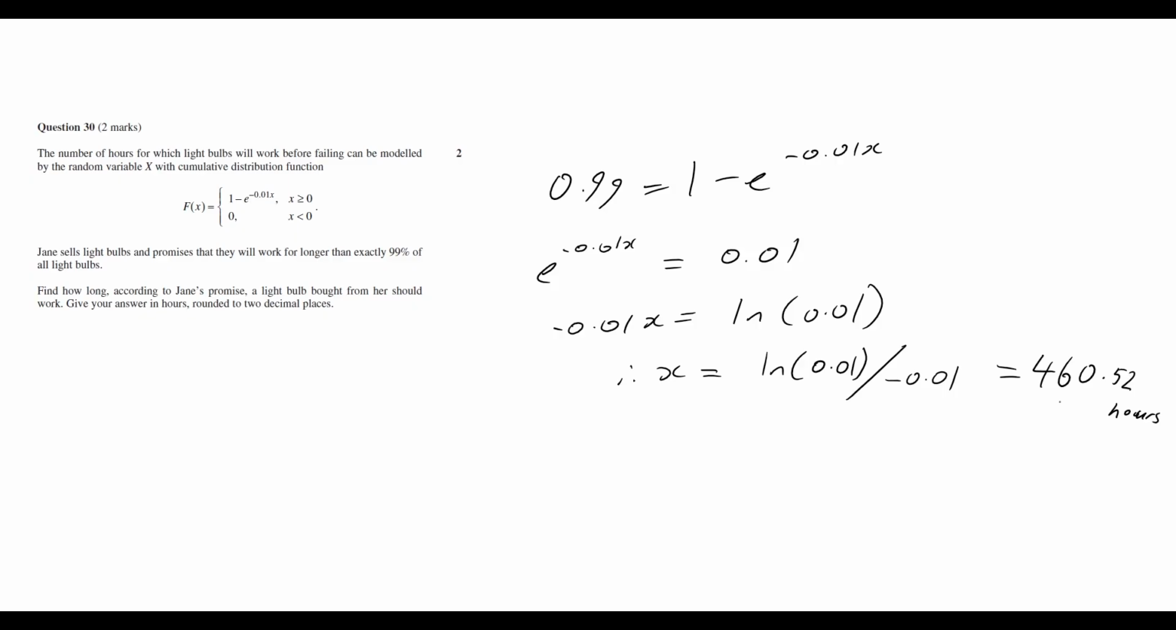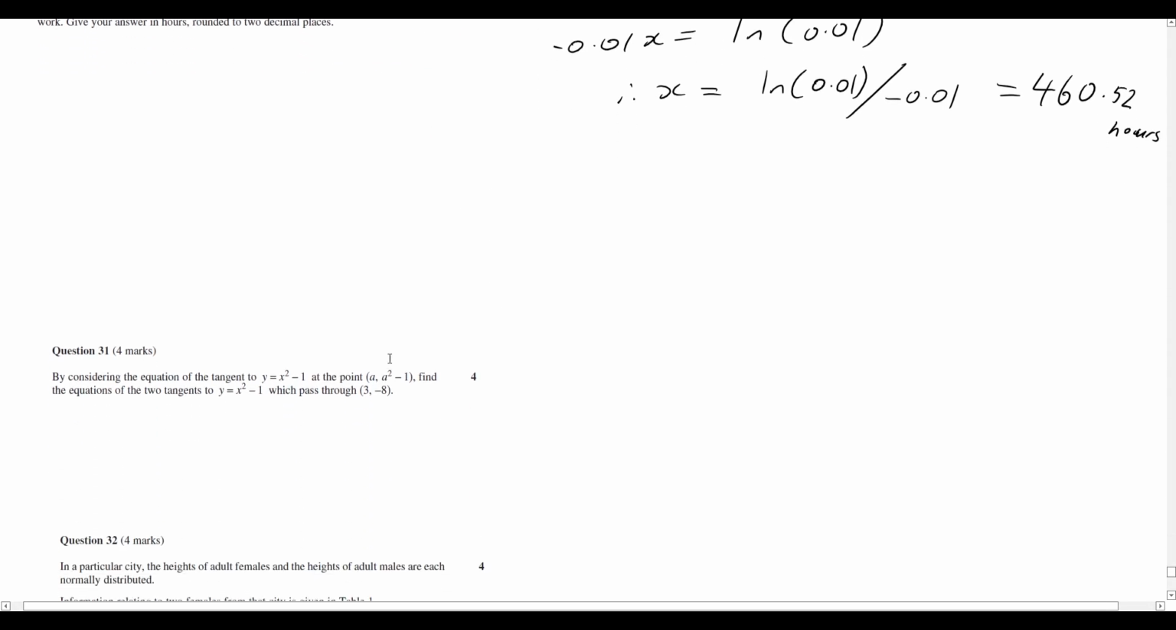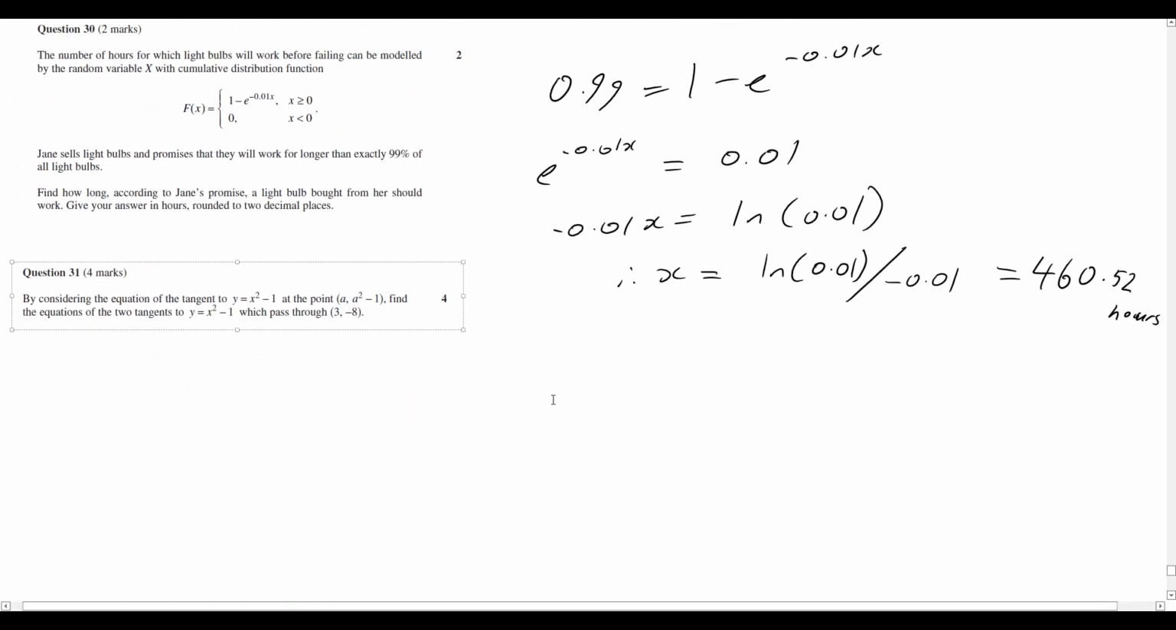That one's actually pretty straightforward, especially in comparison to question 29, which we've just done now. Okay, so now on to question 31. I think we can afford ourselves a little bit more space here. By considering the equation of the tangent to y equals x squared minus 1 at the point a, a squared minus 1, find the equation of the two tangents to y equals x squared minus 1, which pass through the point 3, negative 8. So the first thing, and I think it's the most important thing to notice about this, is that the point 3, negative 8 does not occur on this parabola.